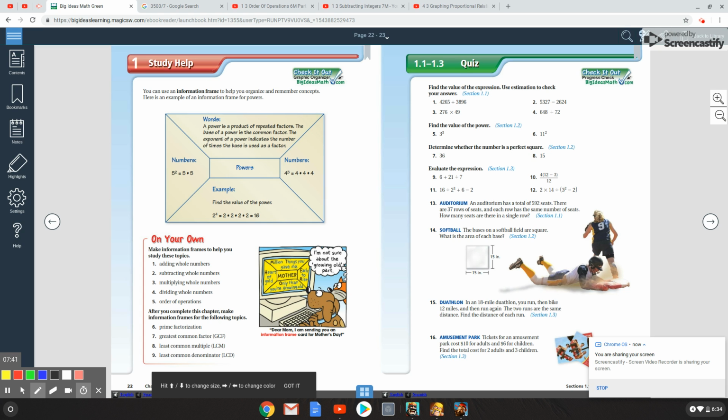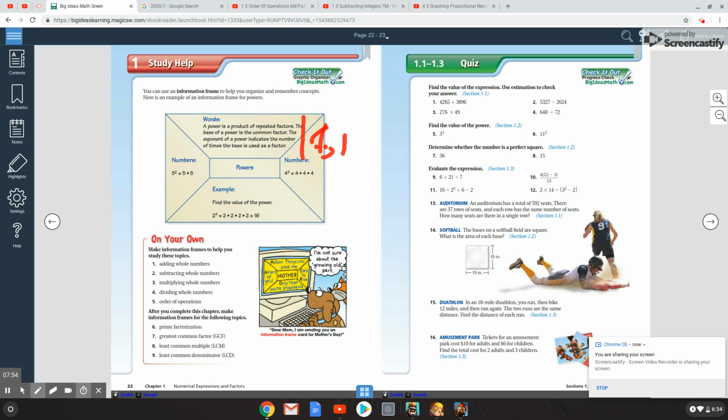In an 18-mile duathlon, you run, then ride a bike 12 miles, and then run again. The two runs are the same distance. Find the amount of each run. So the total is 18 miles, and then you run, then you bike. I'm just going to write B. Then you bike 12 miles, and then you run again. So these two runs are the same distance.